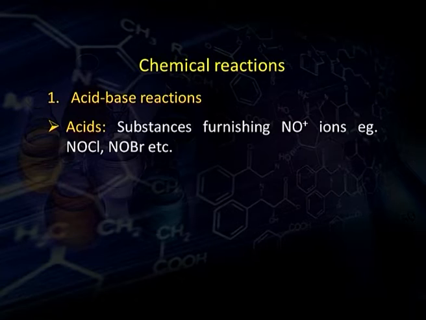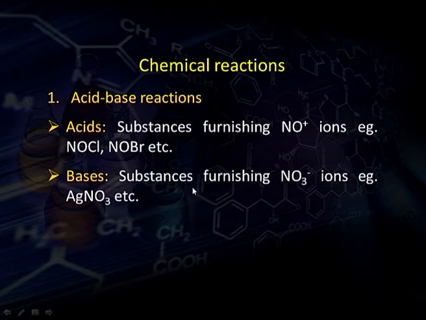Coming on to the chemical reactions of dinitrogen tetraoxide. The first one is the acid base reactions. Acids are the substances which furnish the nitrosyl ion, that is NO positive ion. Example, NOCl and NOBr. We can see from the structure that on dissociation NOCl will give NO positive plus chloride ion, and NOBr will also give NO positive, that is a nitrosyl ion, and a bromide ion.